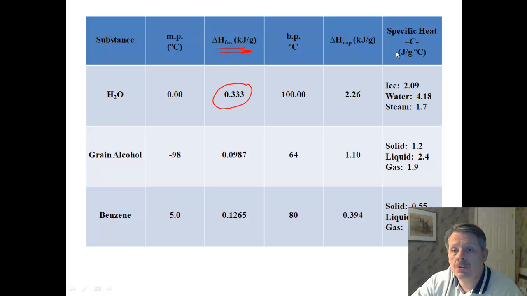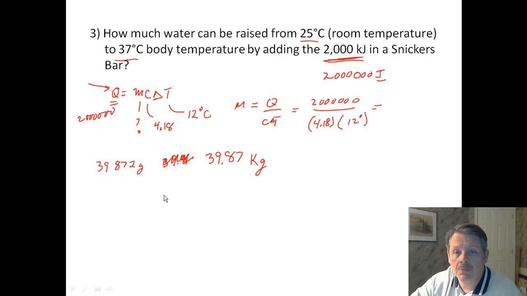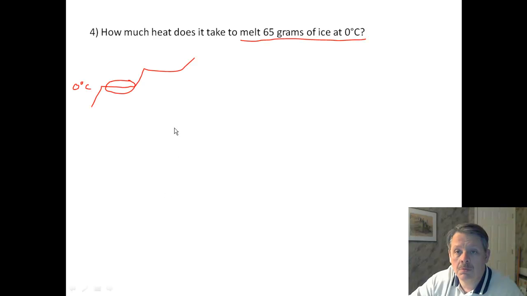You'll notice that there's no change in temperature, right? And there's no change in temperature because the temperature is not changing, so temperature is never mentioned. All right. So we have 0.333 kilojoules per gram. So let's just write that down. 0.333 kilojoules per gram. Right?